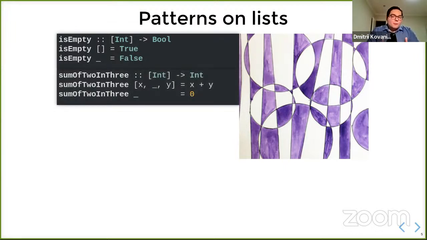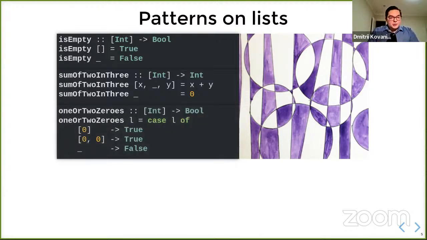So let's write a more interesting function. We want to write a function that takes a list, and if the list has exactly 3 numbers, we want to find the sum of the first and the last numbers in this list. So again, we just put our 3 numbers between the square brackets. We don't care about the middle number, so we just use underscore. For the first and the last, we give variable names x and y, and we just add them. Otherwise, let's just return 0 because we don't care about other cases.